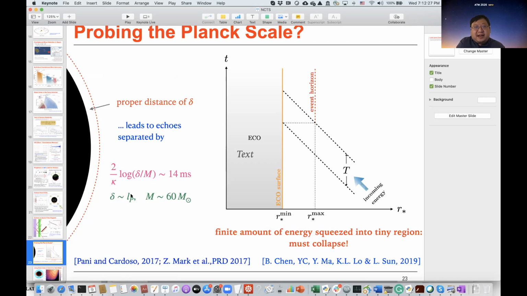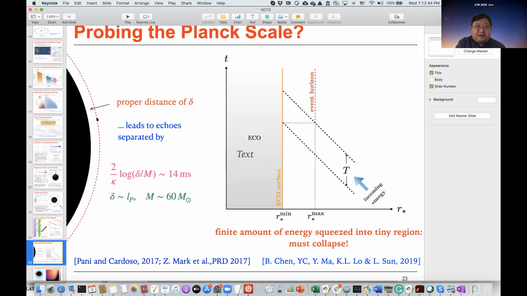Therefore, it means that even if I want to have a Planck distance away from the horizon, the time difference between echoes is only 14 milliseconds. Okay, and longer than 14 milliseconds means your distance is less than the Planck distance.